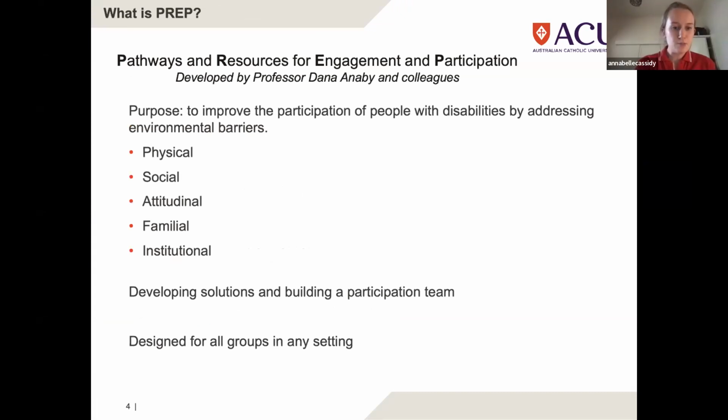The overall purpose of PrEP is to improve the participation of people with disabilities by addressing environmental barriers. So this isn't barriers just in the physical environment, but also in the social, attitudinal, familial, and institutional environments. So participants develop solutions to address these environmental barriers, and they build a participation team. The participation team is a group of people who can support them to achieve their PrEP goal. PrEP has been designed for people of all ages and to be used in different settings.